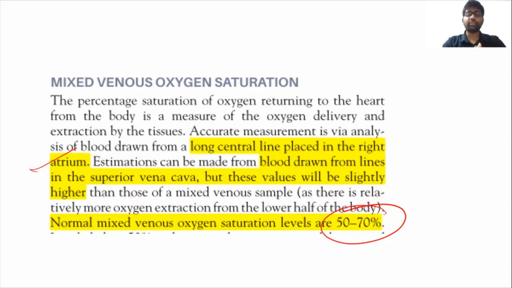This is a line straight from Bailey and Love, which clearly says that the oxygen extraction is more from the tissues in the lower extremities. So if you take the mixed venous blood of the right atrium, the saturation will be less in the right atrium compared to the superior vena cava. So this is a very important point that can be asked in the exam regarding the mixed venous oxygen saturation.